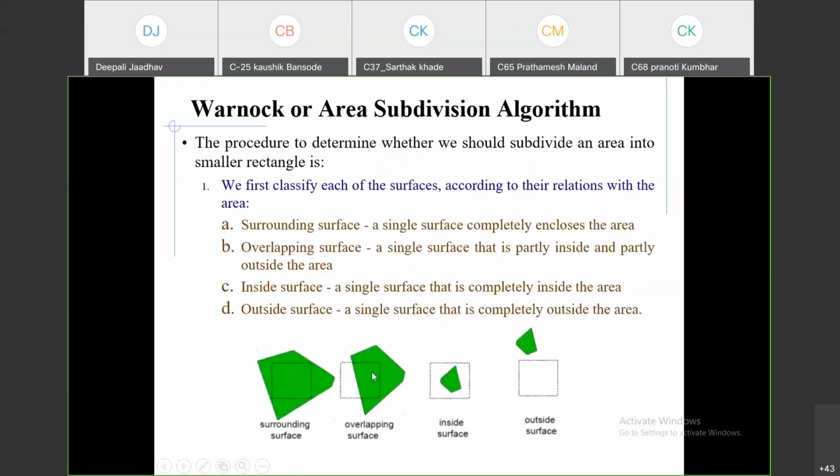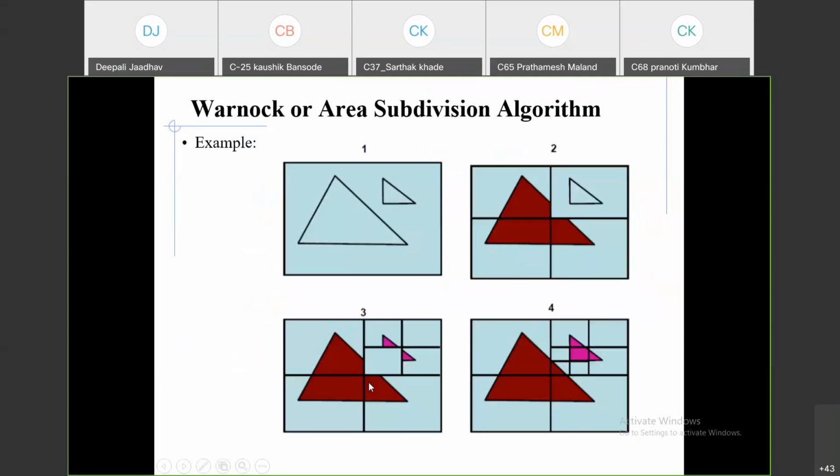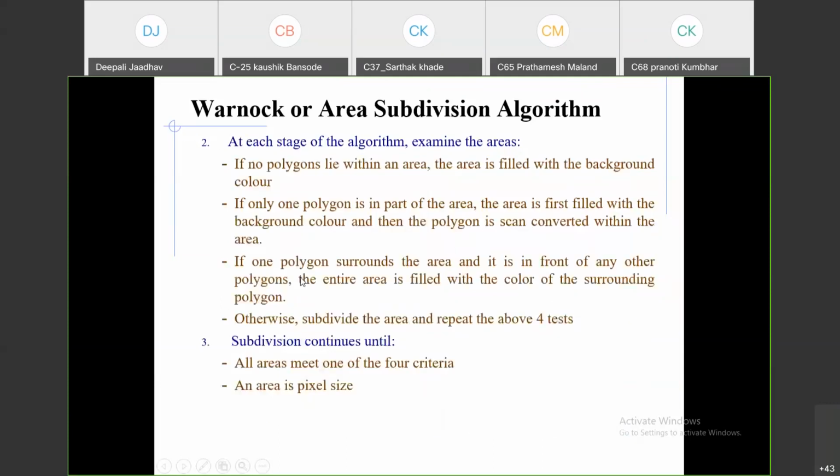Again divide it into multiple parts and check: if the area is totally blank, with no surface, then assign it the background color. If the area has totally the surface color, then assign first the background color and then the surface color. If not, again divide it into subparts and repeat the steps. So subdivisions continue until all areas meet one of the 4 criteria, or an area becomes pixel size. So we are going to continue. Subdivision continues. The example is shown here. First start with this.